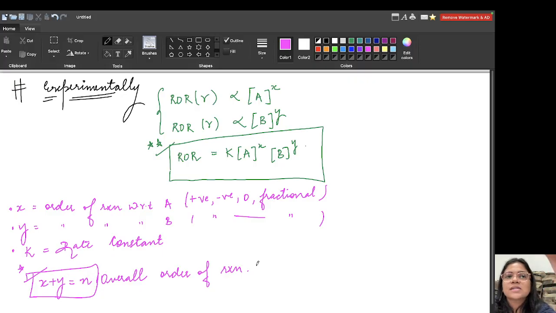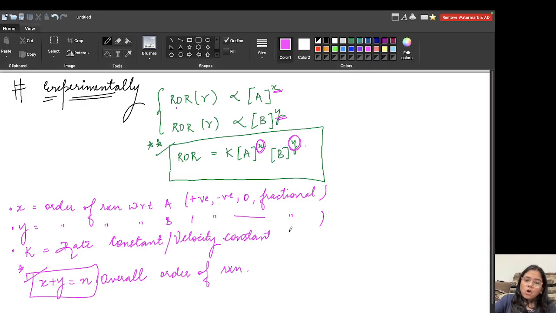So experimentally, what was seen? Rate of reaction is directly proportional to A raised to the power x and B raised to the power y. Combine them. x is the order of reaction with respect to A, y is the order of reaction with respect to B, and x plus y equals n, the order of the reaction. K is called the rate constant. This also has different names in different textbooks: rate constant, velocity constant, or specific reaction rate.